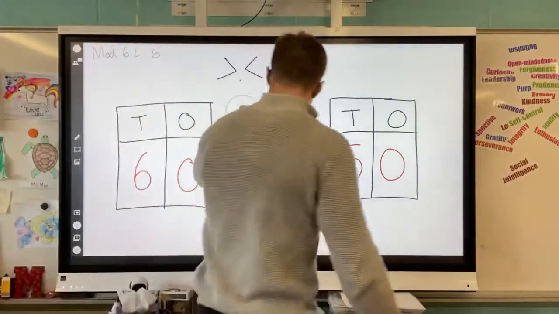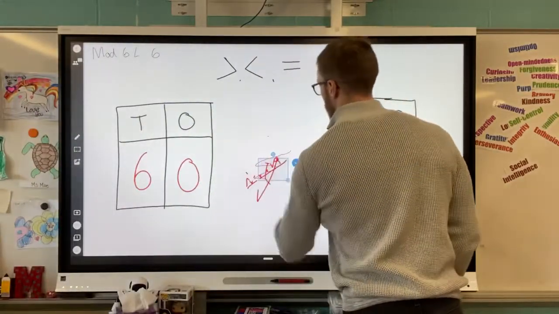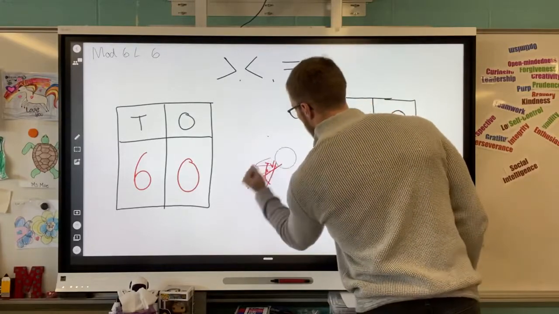Let's do another one. Oh my gosh. My eraser doesn't like erasing sometimes. There we go.